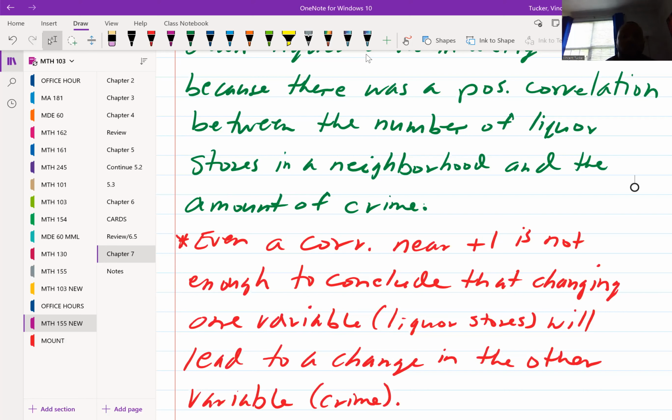But what this does for us is that it puts us in a direction to investigate. It points you in the direction of looking at liquor stores to see if that's something we can pull out to cause crime to go down. So it points you in the direction, but you cannot conclude just by the correlation. You need the correlation and other information in order to say that there's actually causation.